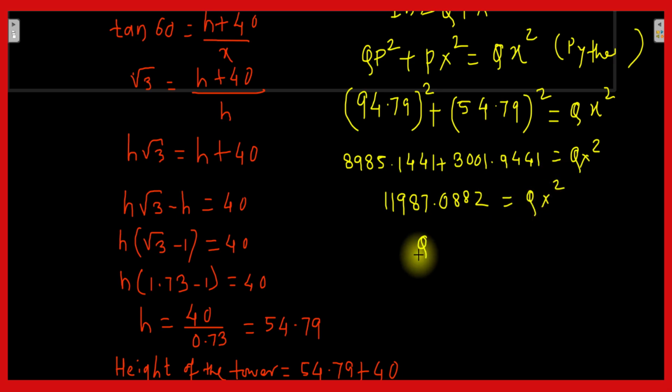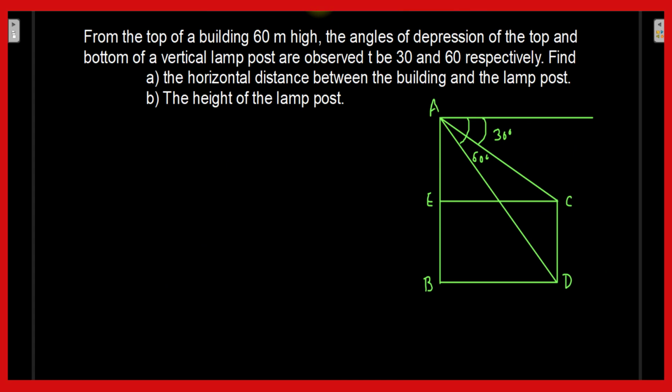So taking square root of both the sides, you will get qx, that is equal to square root of this, and square root of this is 109.48 approximately. So here friends, we have got height of the tower and the qx also. Let us move to the second question.